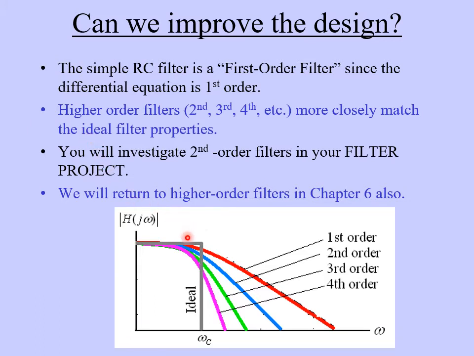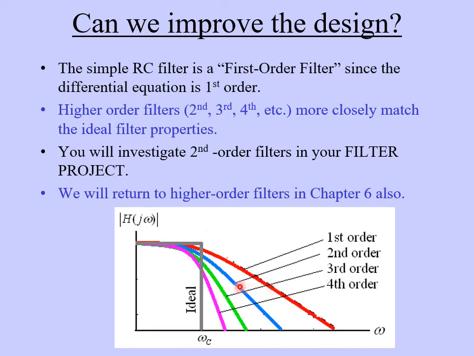So look at this plot down here. This is, again, showing the magnitude of frequency response. Here is this gray line here. This is our ideal low-pass filter. It's basically a brick wall with a corner or edge right here at the corner frequency. So you can see a first order filter is this red line out here, and obviously it's not that close to our ideal filter in terms of this slope and everything like that.